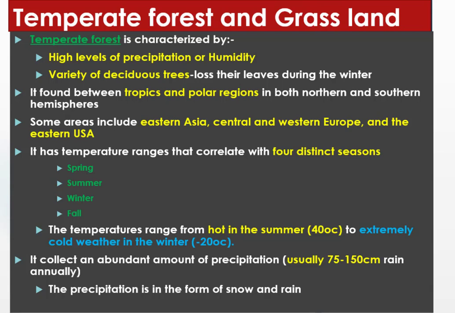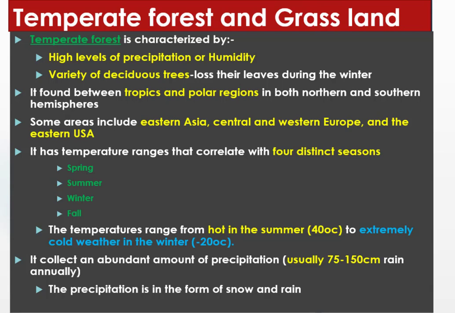Some areas that have temperate forest include Eastern Asia, Central and Western Europe, and the Eastern United States of America. Temperate forest has temperature ranges that correlate with four distinct seasons: spring, summer, winter, and fall or autumn. In these four seasons, the temperature ranges from hot in the summer, 40 degrees Celsius, to extremely cold weather in the winter, about negative 20 degrees Celsius.